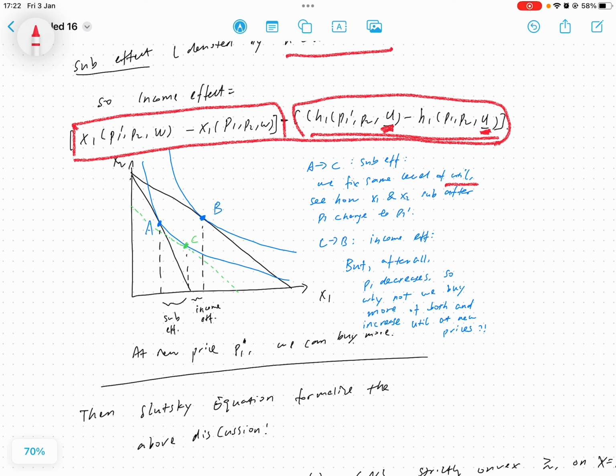So at this new price P1, with this same slope here, and even with this consumption bound of B, we can even buy more of both goods. So this difference from C to B will be the income effect. In other words, that will be the total change from A to B minus the change from A to C, which was the substitution effect. So that will be the income effect from C to B.